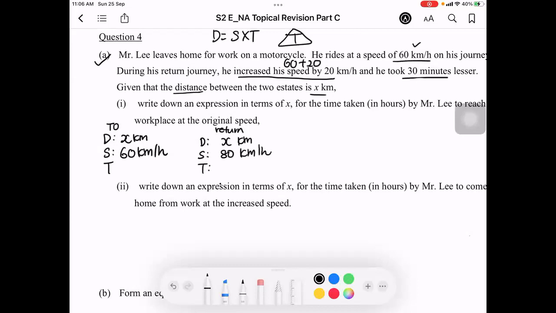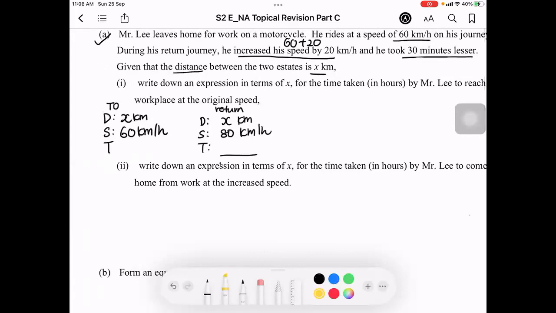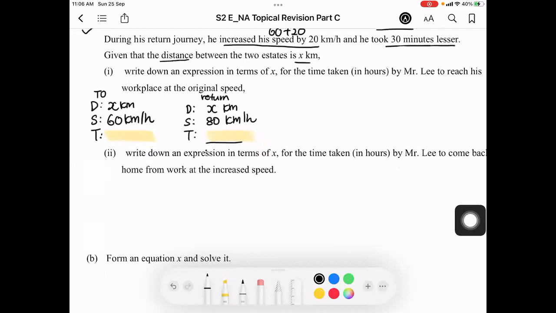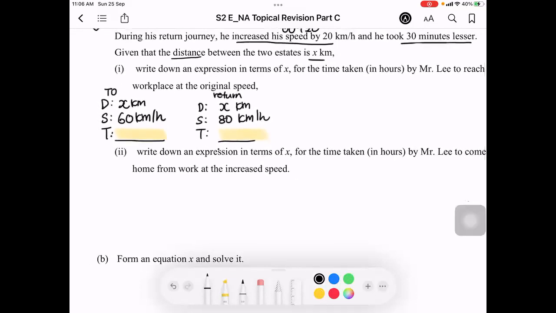Then the question, he said he took 30 minutes lesser. Because on the return journey, the timing is 30 minutes lesser. So the difference, okay, so there is a timing down there. So first, let me try to fill in the blank. Let me read the question. Write down in expression in terms of X the time taken by Mr. Lee to reach his workplace at the original speed. So they want the original one.